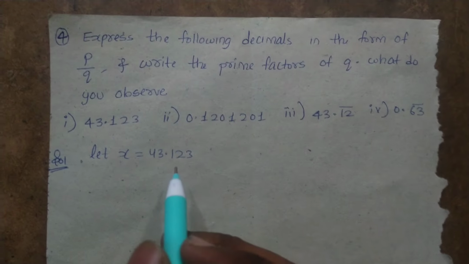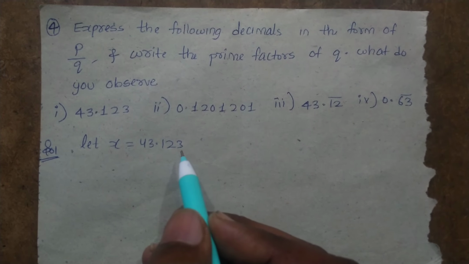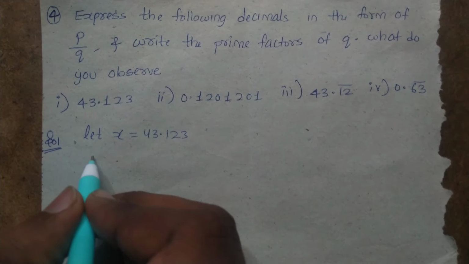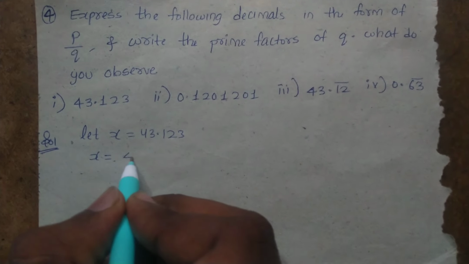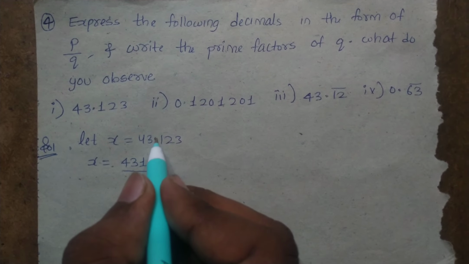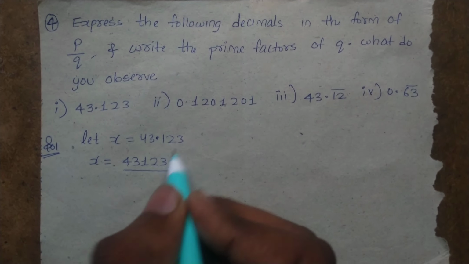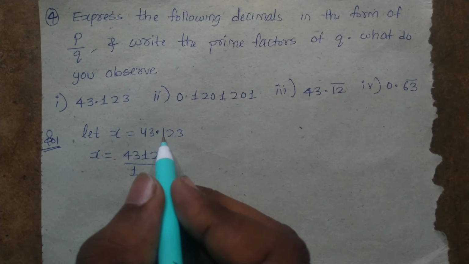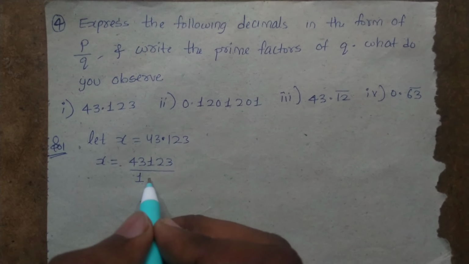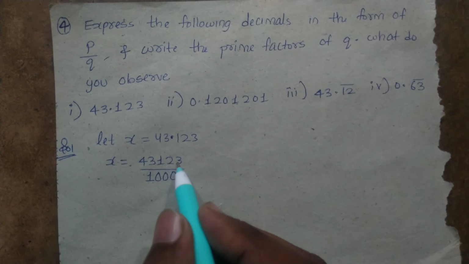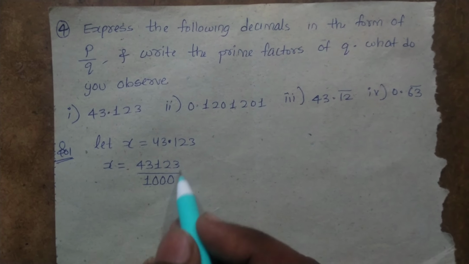So if it is a terminating decimal, can we write it in the form of p by q? Yes. How can we write? Simply, you can write x is equal to 43123 divided by, after the decimal, as many digits as there are, that many zeros you have to keep. After the decimal, how many digits are there? 1, 2, 3. That's it. This is the p by q form.